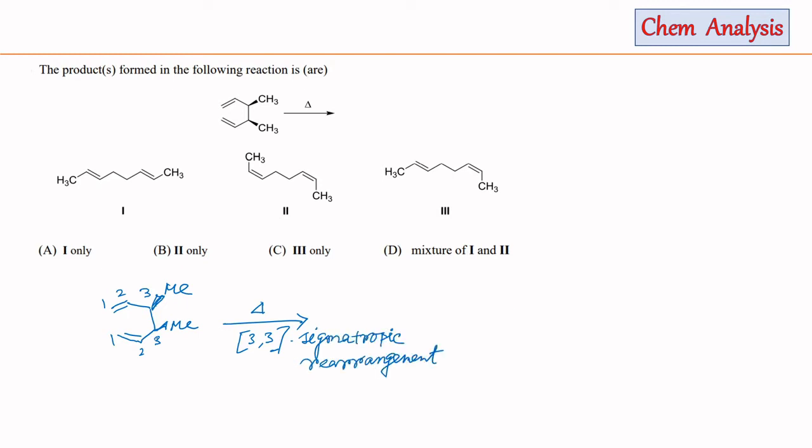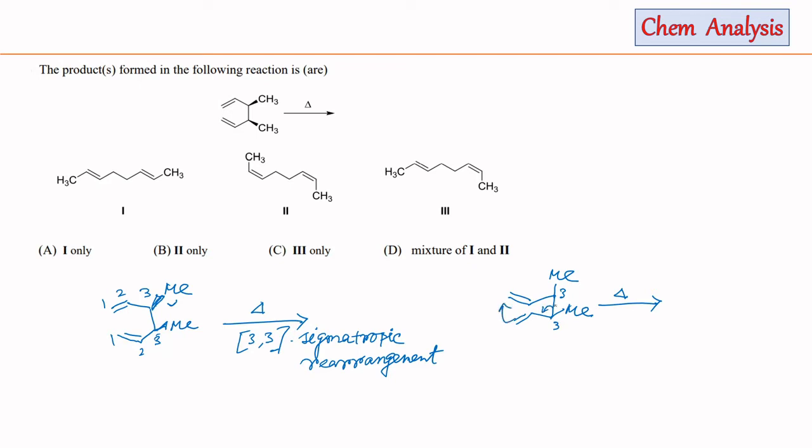If we draw the structure in chair conformation, and since here the methyl group is above the plane, so it will be methyl, and in the next carbon atom the methyl group is also above the plane, so it will be equatorial. Now it will undergo 3,3 sigmatropic rearrangement.